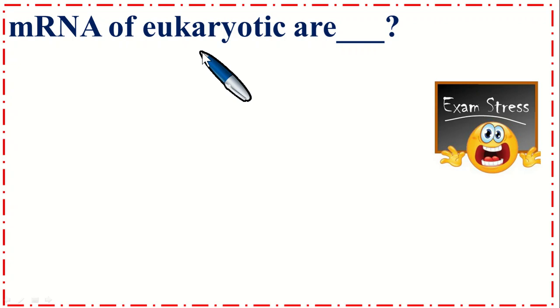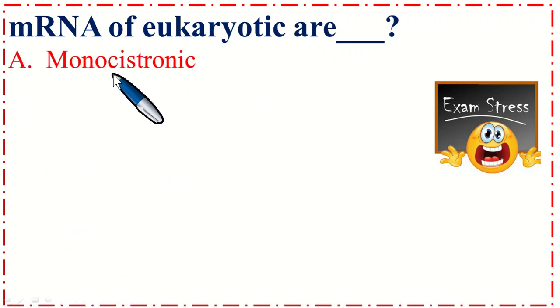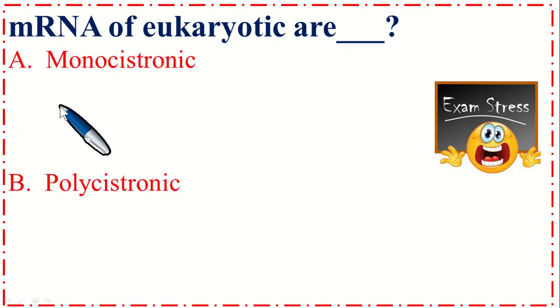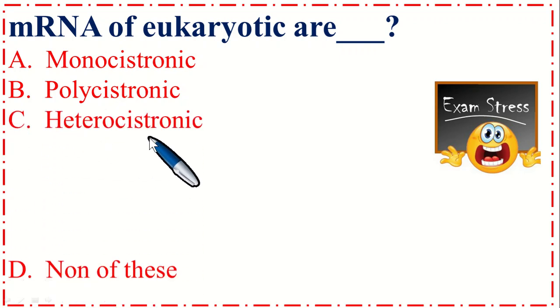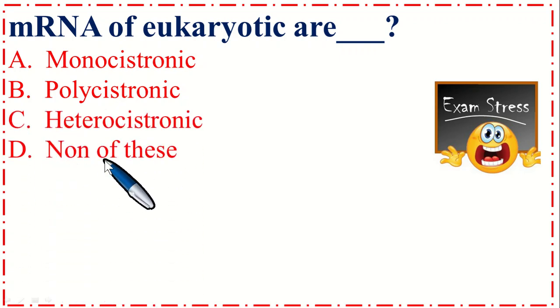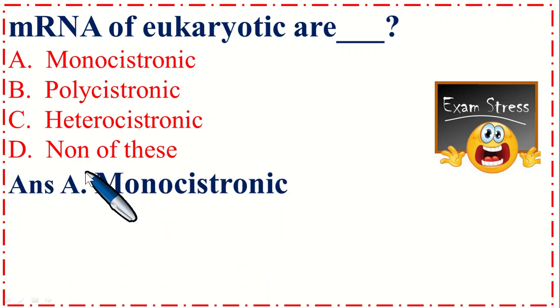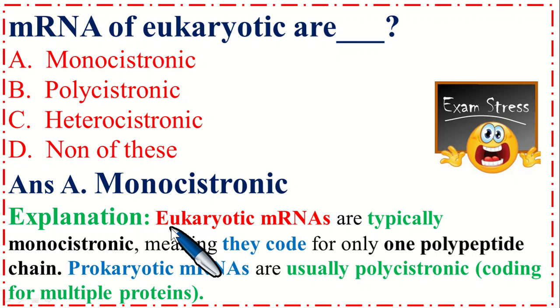mRNA of eukaryotes are dash. Option A monocistronic, B polycistronic, C heterocistronic, and option D none of these. So the correct option is A, monocistronic. Explanation: eukaryotic mRNAs are typically monocistronic, meaning they code for only one polypeptide chain. Prokaryotic mRNAs are usually polycistronic, coding for multiple proteins.